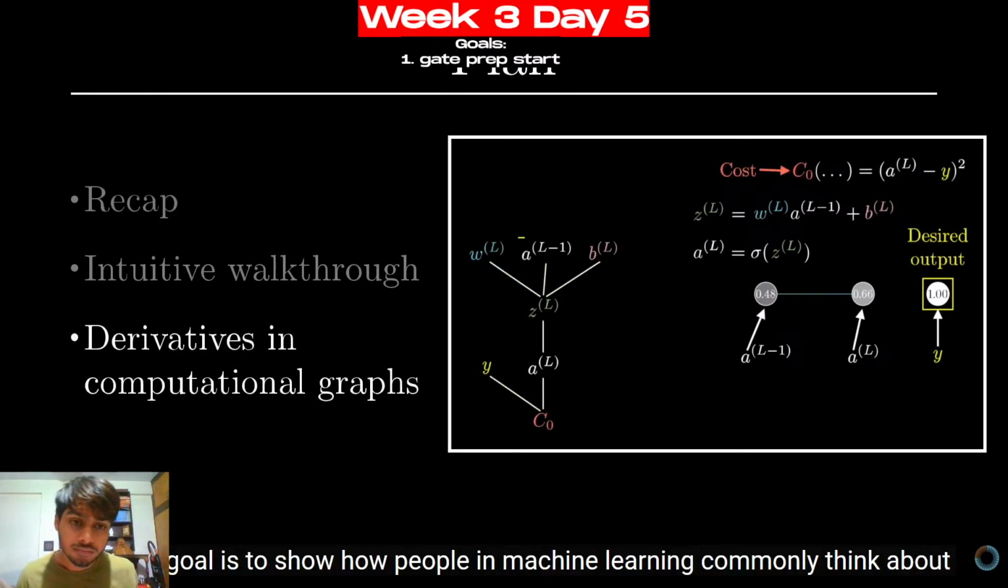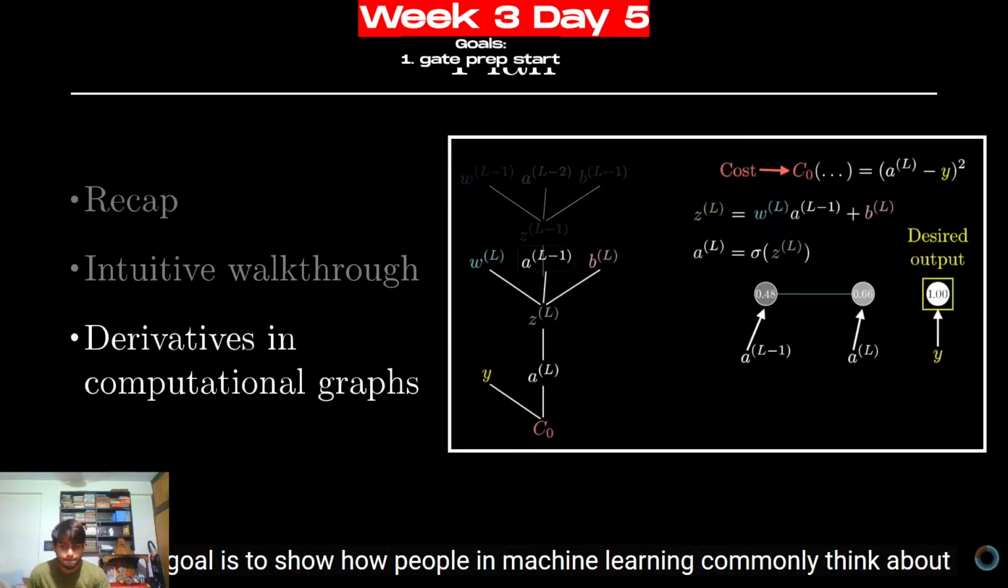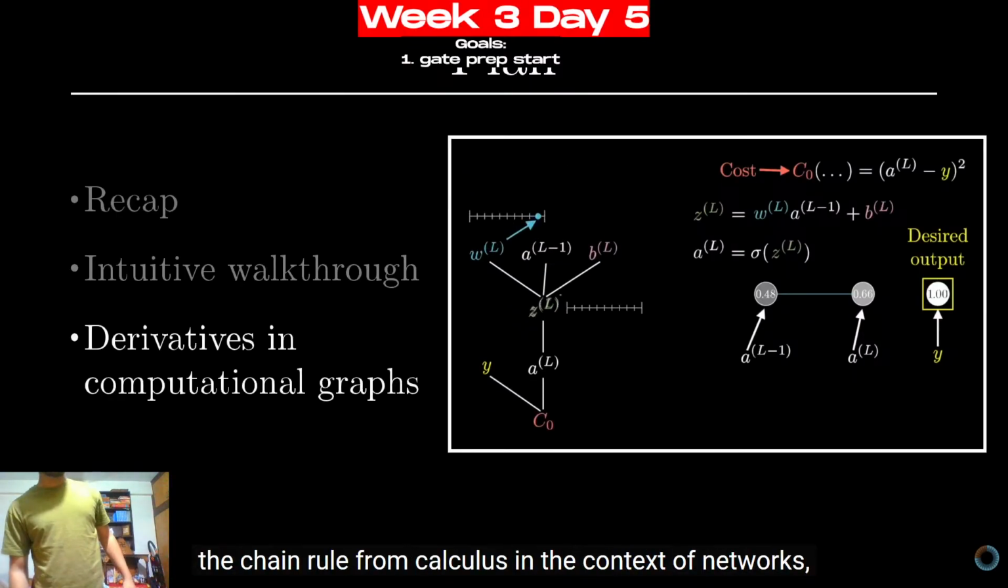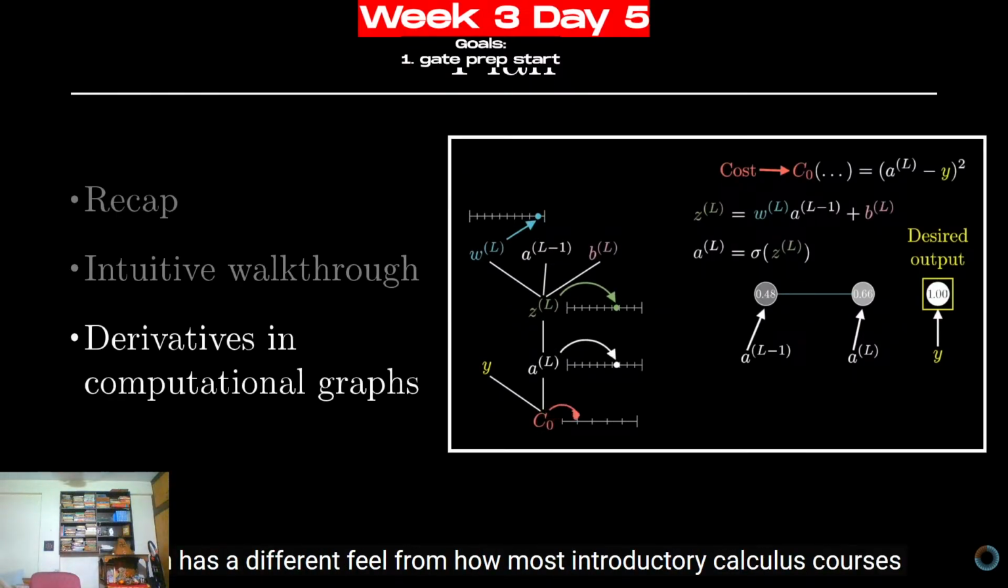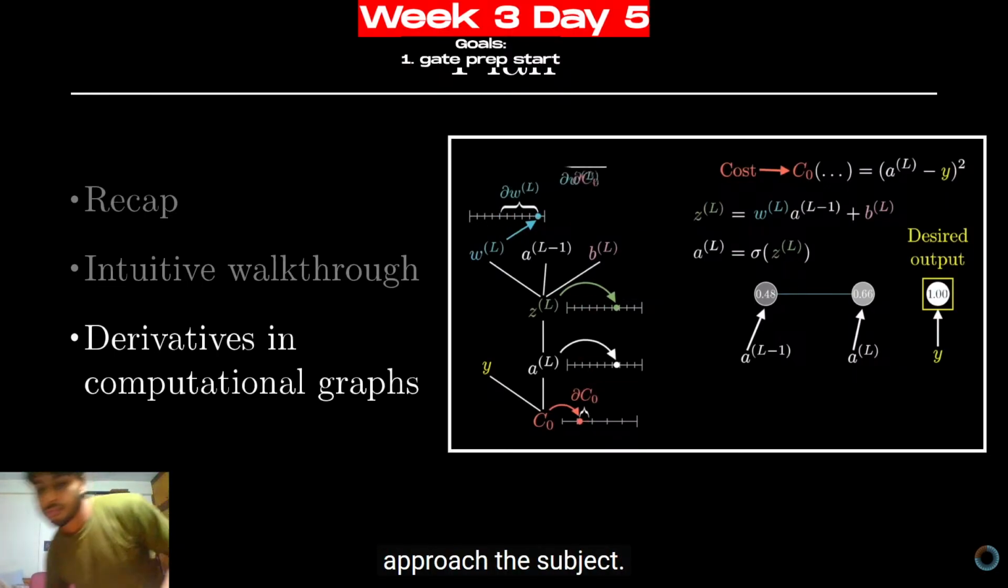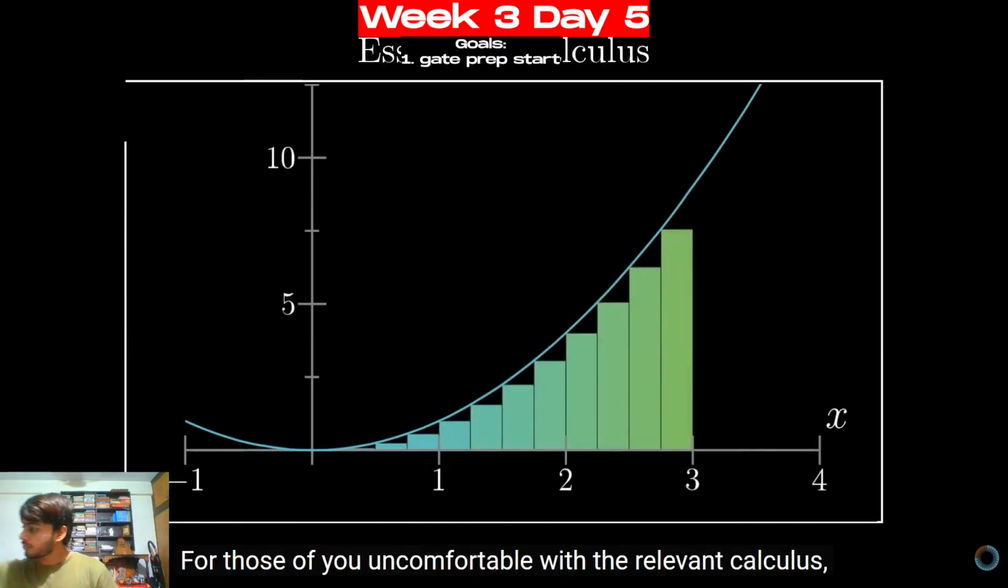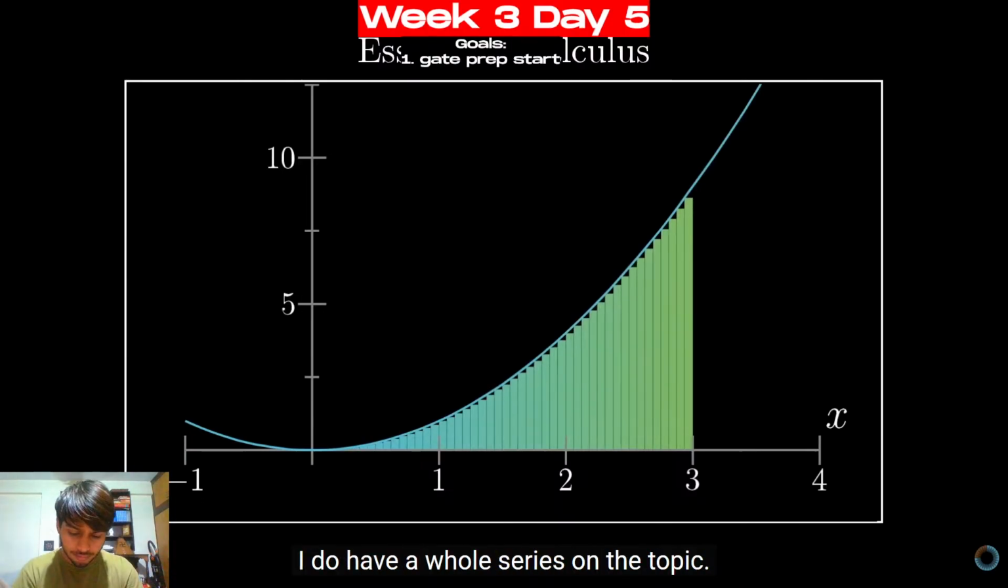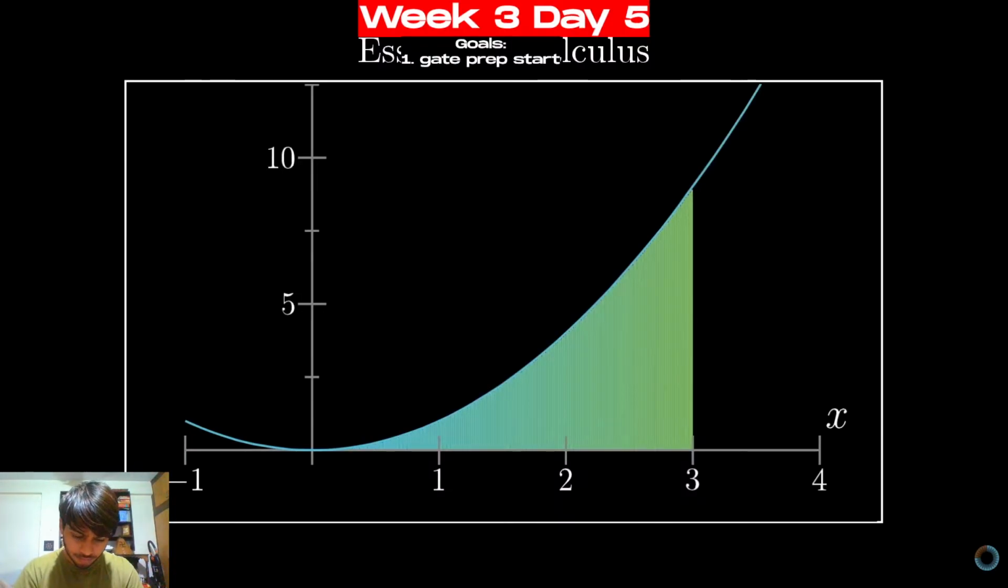Our main goal is to show how people in machine learning commonly think about the chain rule from calculus in the context of networks, which has kind of a different feel from how most introductory calculus courses approach the subject. For those of you uncomfortable with the relevant calculus, I do have a whole series on the topic.